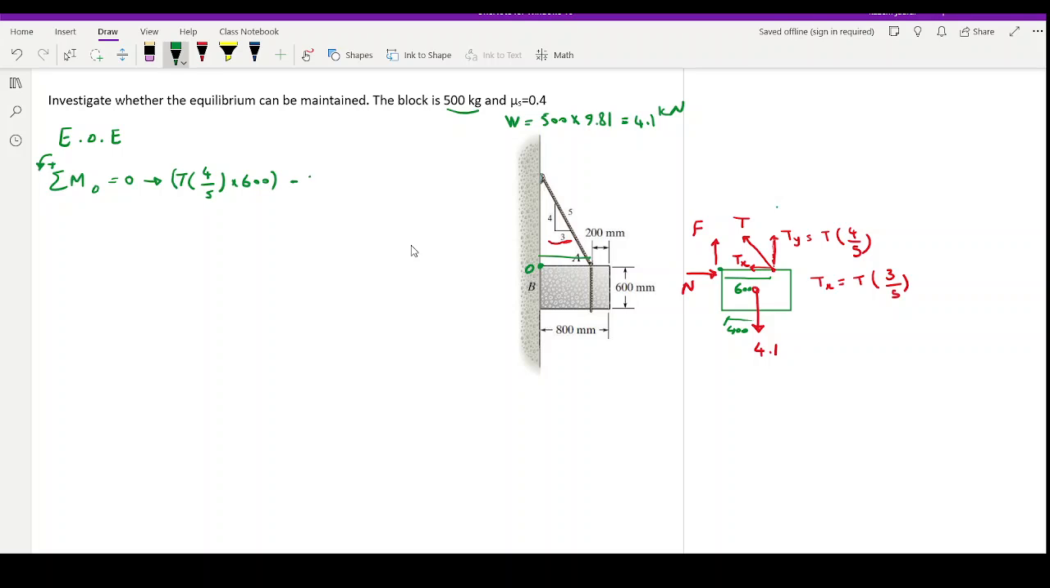Then minus 4.1 times the distance is 400, and that's going to be equal to 0. Tx, F, and N do not have any moment about this point O. That's why we took moment about point O, and from here we can calculate one of the unknowns, which is T. If you solve this, T is going to be equal to around 4.1 kilo Newton. That's interesting. It's equal to the weight of the carrot.